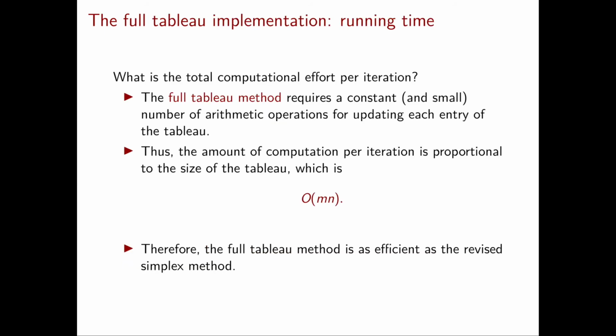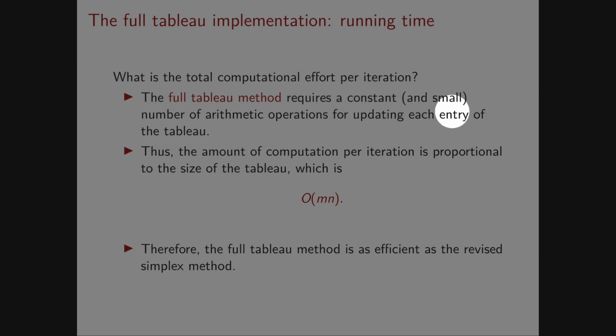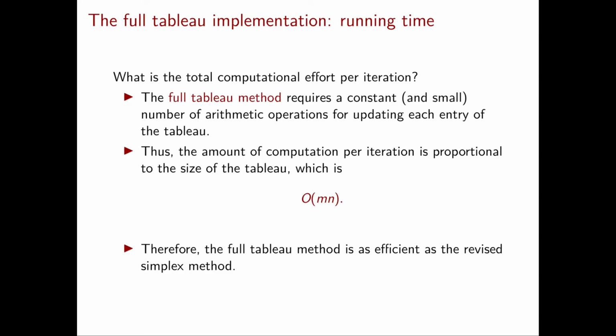Now I think we have understood quite well the full tableau implementation, but there's one thing that we still have not analyzed, namely the computational effort per iteration. In fact, we've already seen the computational effort per iteration both for the naive implementation and the revised simplex method. Now we're going to understand it for the full tableau implementation. In this case, it's very simple. In every iteration we simply need to update every entry of the tableau.